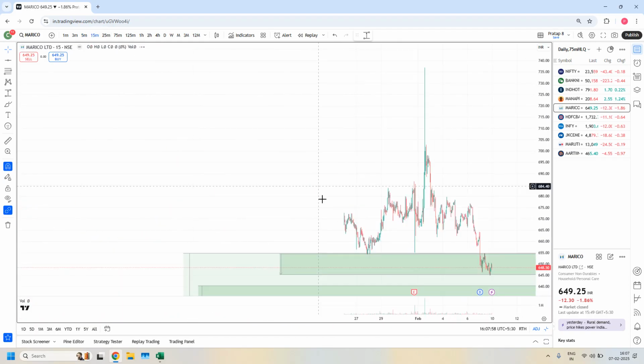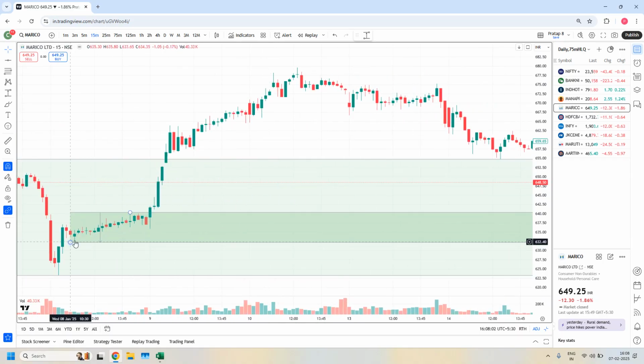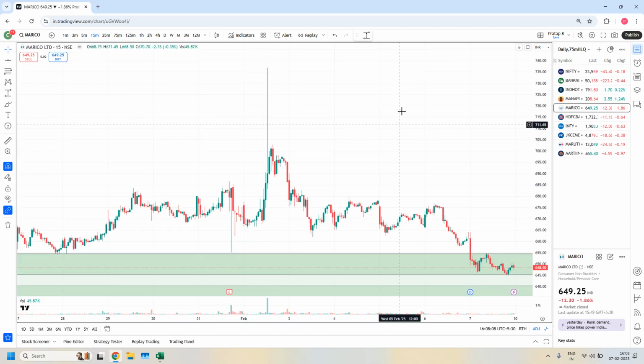Similarly, the bottom one is also not having any fine-tuned zone, because see the structure, all these candles, such kind of zones will be violated easily. That's why we didn't plan any trades in Marico.